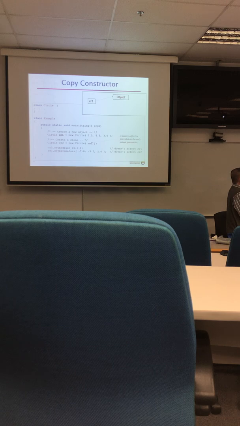I clone another object, CR2 equal to new circle CR1. The compiler will give me another location for CR2. CR2 points to another object. If you change the radius of CR2, this won't affect the radius of CR1. If you change all the information of CR1, the change will not affect the object CR2.